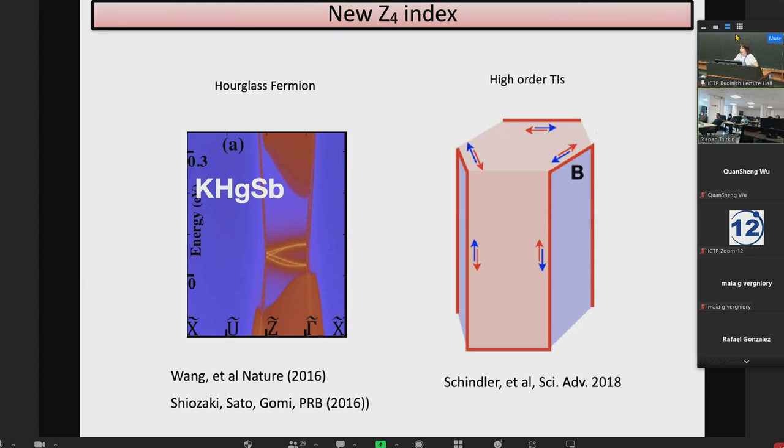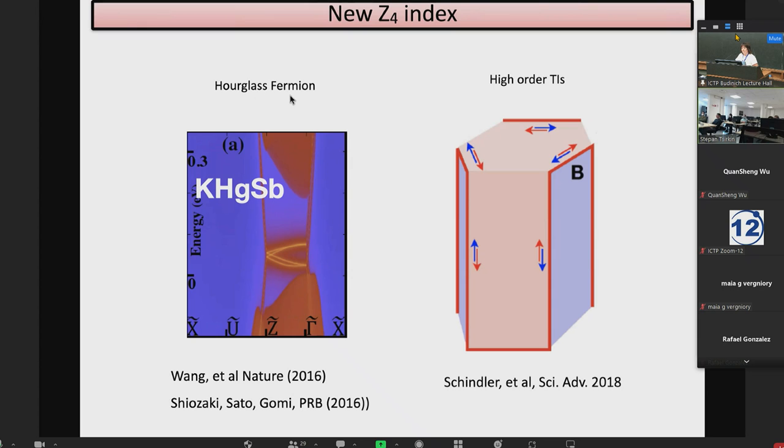Other types of topological phases were found, like the hourglass fermion and the higher-order TIs. And a new Z4 index, or symmetry indicator, was defined. The parity criterion of Fu and Kane is related to one band inversion, but the Z4 index is related to two band inversions, because we can have two band inversions in different subspaces.